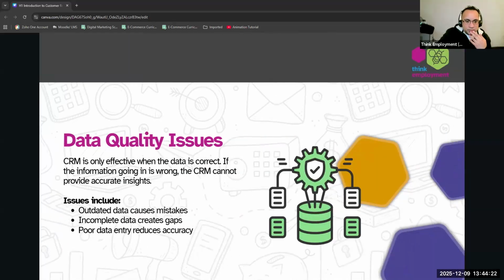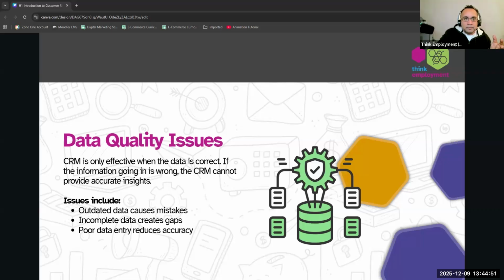Data quality issues, version control. CRMs are effective when data is correct. If the information going in is wrong, then the CRM cannot provide accurate insights. Good input provides good output. Okay, so the issues include outdated data, which can cause mistakes, incomplete data creates gaps, and poor data entry reduces accuracy. So it's only as good as its users.